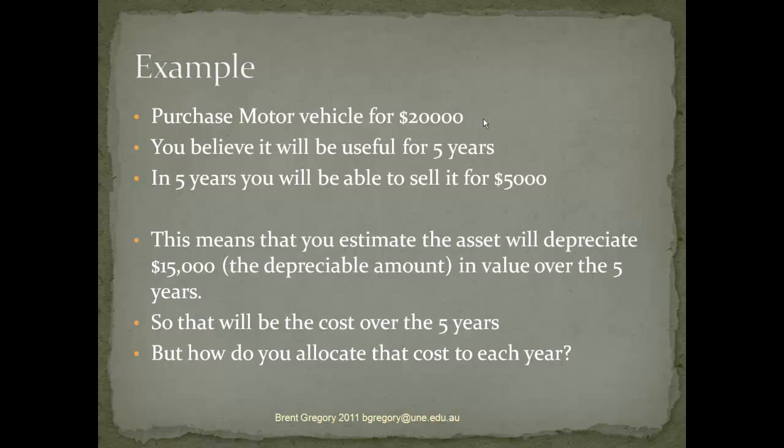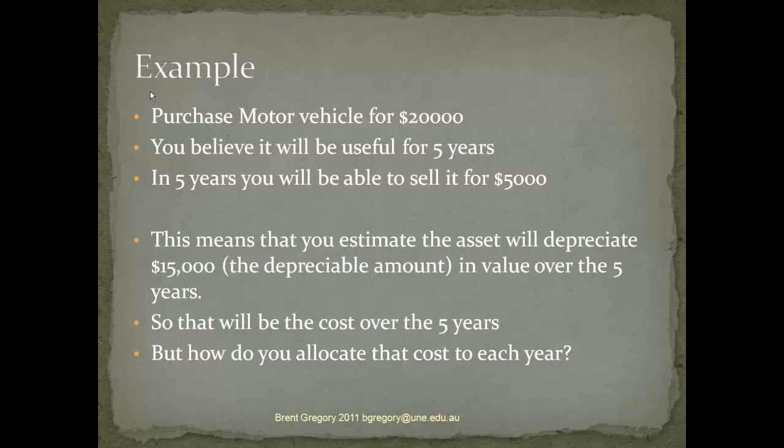So this means that you estimate the asset will depreciate for $15,000 over the 5 years you have it. And this $15,000 we refer to as the depreciable amount. So that will be the cost over the 5 years. Well, that will be the expense over 5 years. We've got their cost, but that will be the expense. The depreciation expense over the 5 years will be $15,000.